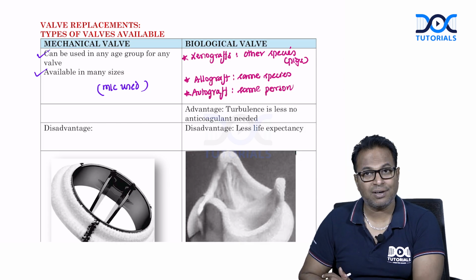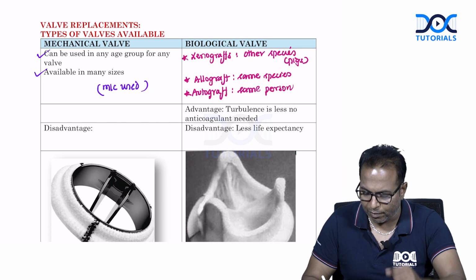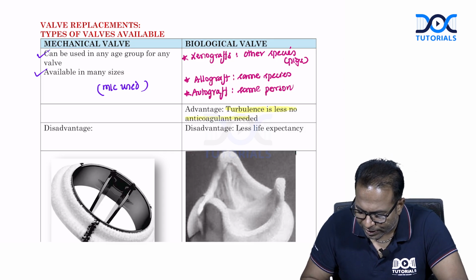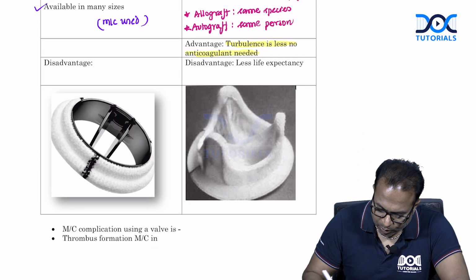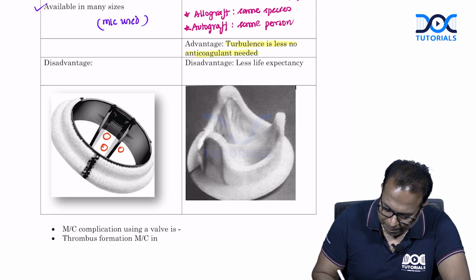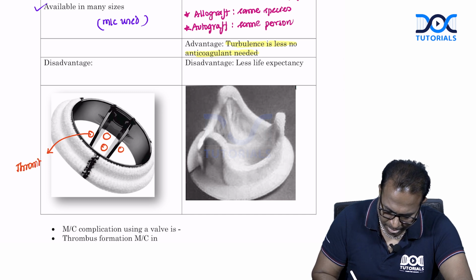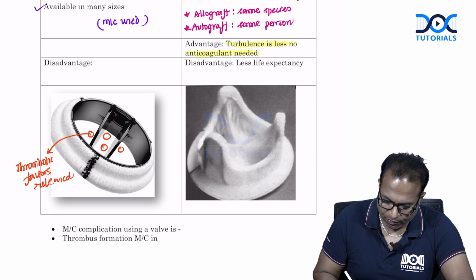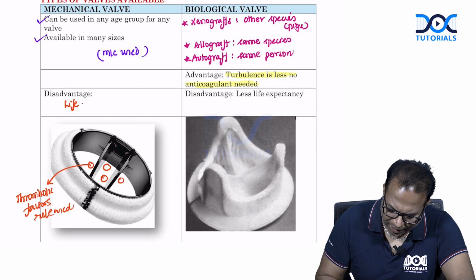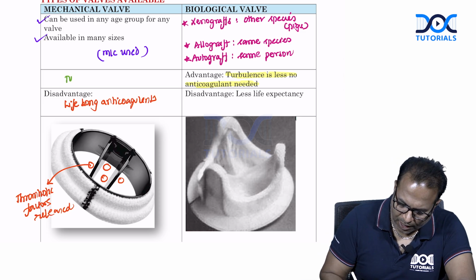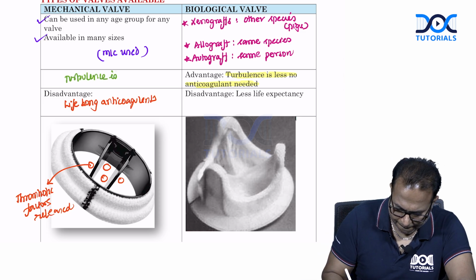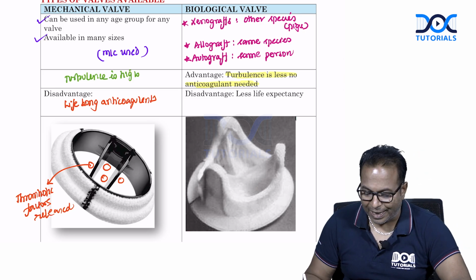The major advantage of a biological valve is that it's a soft, flexible valve, so turbulence is less and therefore no damage to RBCs. Whereas with a mechanical valve, you see here, when the RBCs pass through the mechanical valve, they rupture and release thrombotic substances. Thrombotic factors are released. Therefore, these patients will need lifelong anticoagulants. So for mechanical valves, please don't forget, turbulence is very high, and we need to give them lifelong anticoagulants.